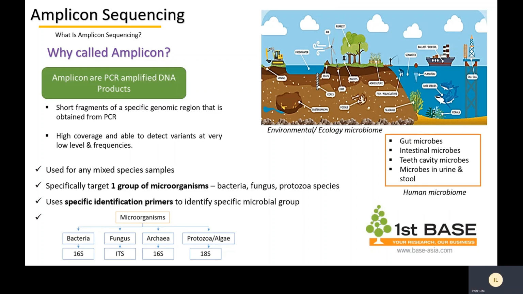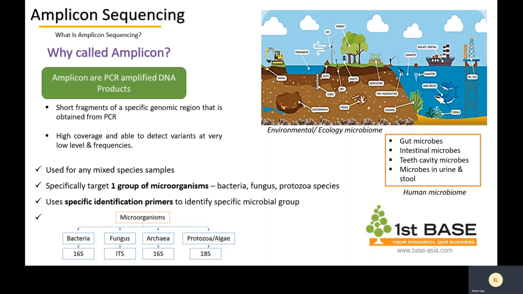So what is Amplicon sequencing? Why is it called Amplicon in the very first place? Amplicons are PCR amplified DNA products. Basically they are short fragments of a specific genomic region, and this particular region is obtained by PCR. This specific region can be the identification region, which is where 16S comes in, ITS comes in, and 18S.